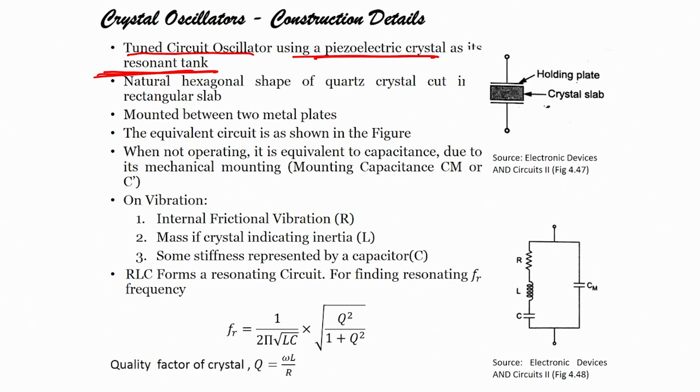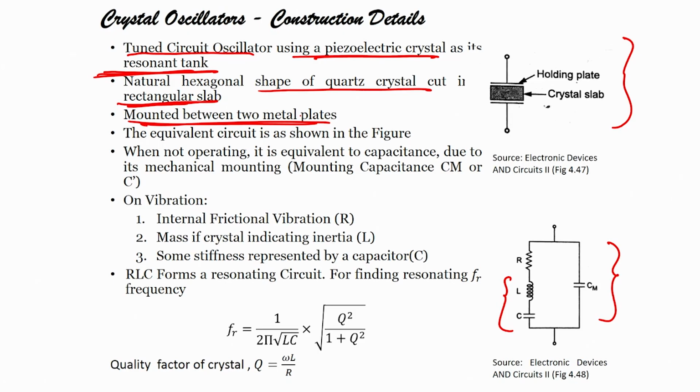You see here, a tuned circuit oscillator using a piezoelectric crystal as its resonant tank. The natural hexagonal shape of quartz is cut into a rectangular shape. So we are using a hexagonal quartz crystal cut into a rectangular slab to construct the crystal oscillator. Now, this crystal is mounted between two metal plates, which you can see here.